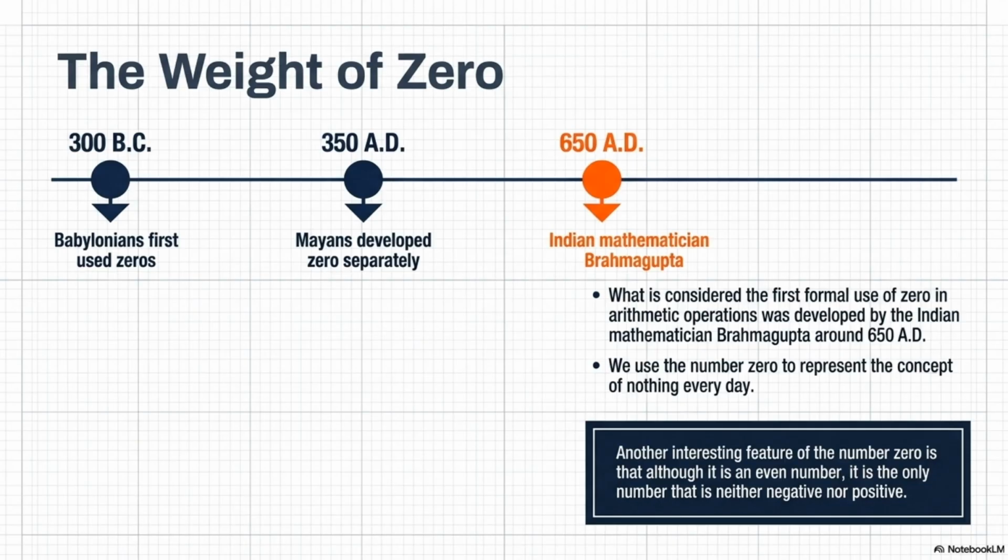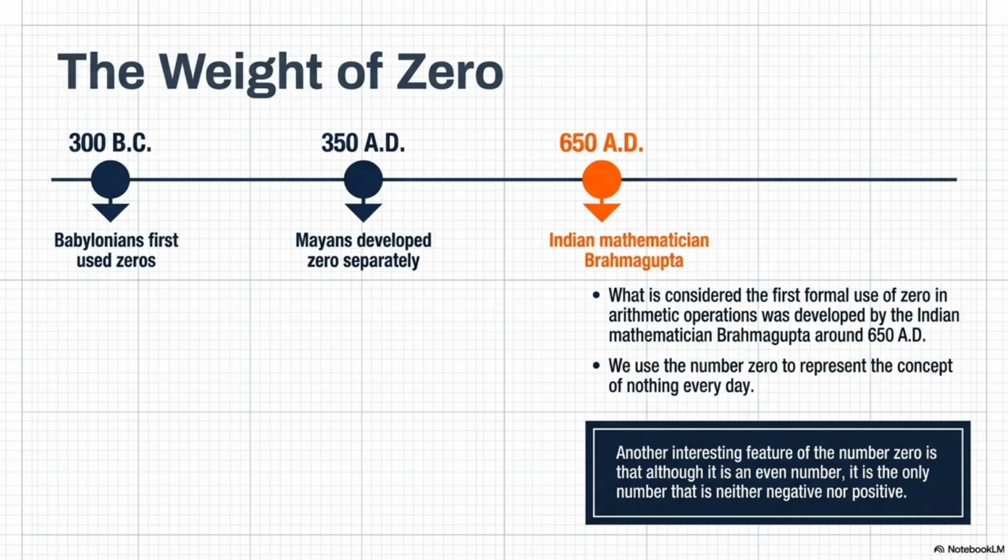The historical record suggests the Babylonians used early versions of 0 around 300 BC, mostly as a placeholder, and the Mayans developed it completely independently around 350 AD. But using it as a placeholder, like just distinguishing a 10 from 100, that's different than treating it as a number you can actually manipulate, right? Exactly. The real breakthrough came from the Indian mathematician Brahmagupta around 650 AD. He didn't just use 0 to hold a space, he formalized its use in arithmetic operations. He basically established the rules for adding, subtracting, and multiplying with 0.